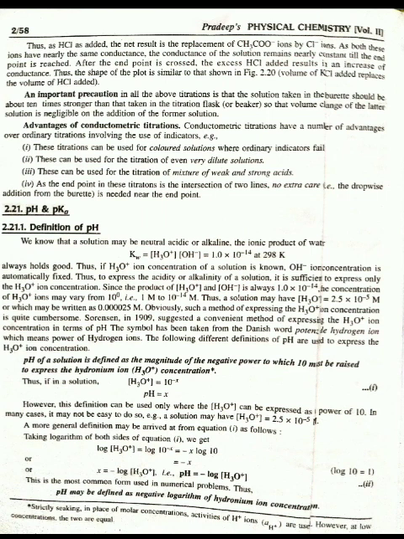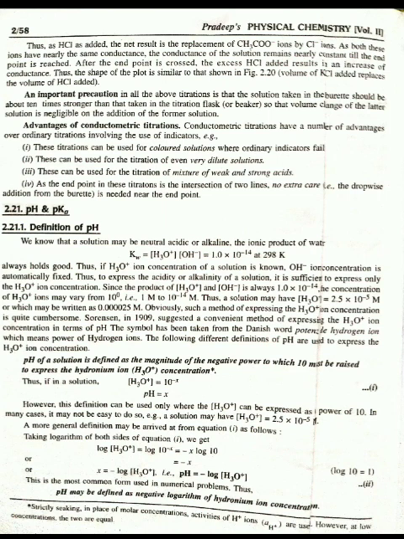Sorensen in 1909 suggested a convenient method of expressing the H3O+ ion concentration in terms of pH. The symbol has been taken from the Danish word potenz hydrogen ion, which means power of hydrogen ions. The following different definitions of pH are used to express the H3O+ ion concentration. pH of a solution is defined as the magnitude of the negative power to which 10 must be raised to express the hydronium ion H3O+ concentration. Thus, if in a solution H3O+ is equal to 10^-x, pH is equal to x.